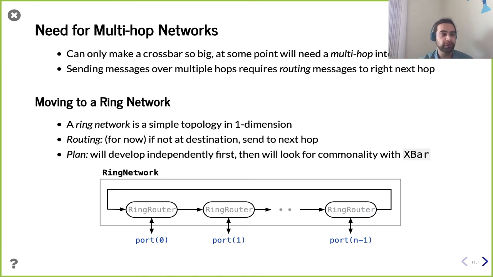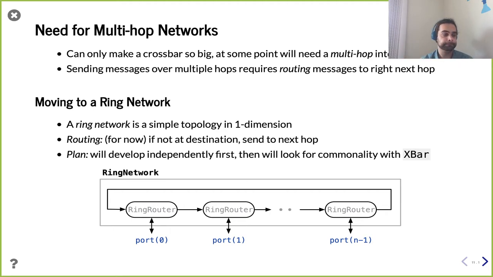And so what does that mean? Well, each hop is a router, and that router has to look at the message, look at where it's going, and then decide which is the next port to send it to, right? So that's the routing process: looking at the message and at the address, the station address, and deciding to send it out the right port.